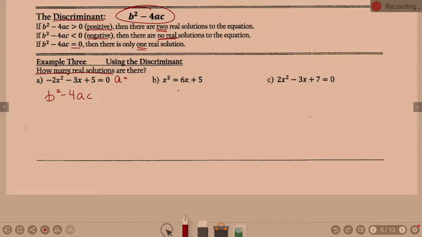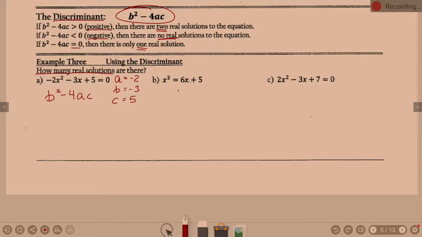What is A? Negative 2. It's in front of x squared. What is B? Negative 3. It's in front of x. What is C? 5. It's the number added or subtracted at the end.